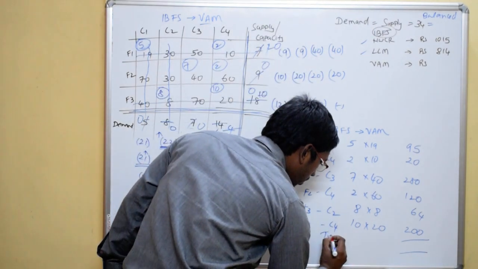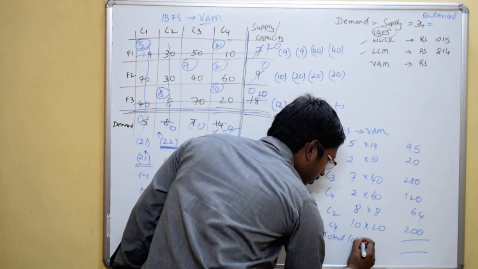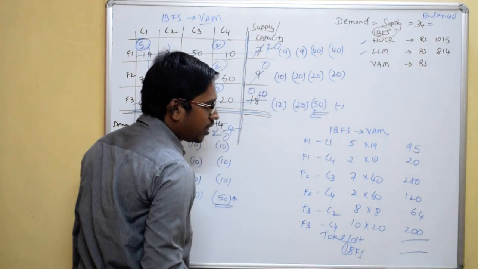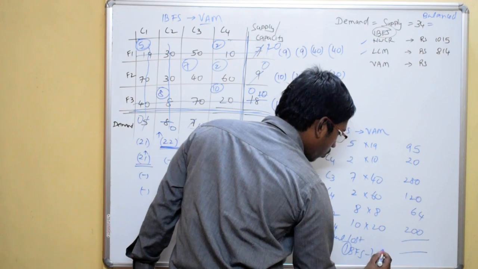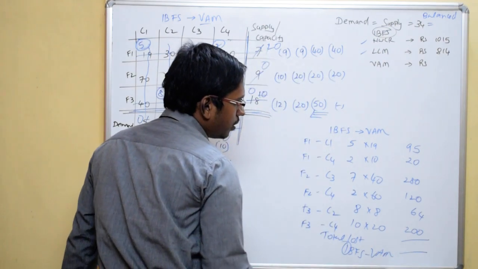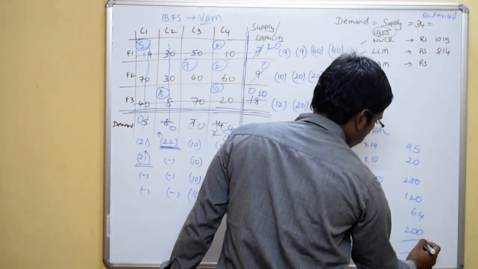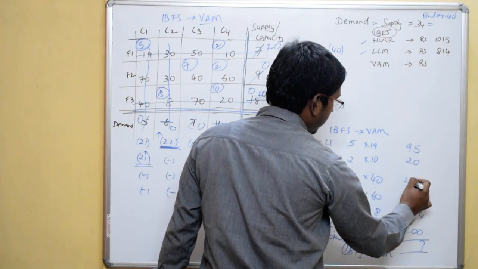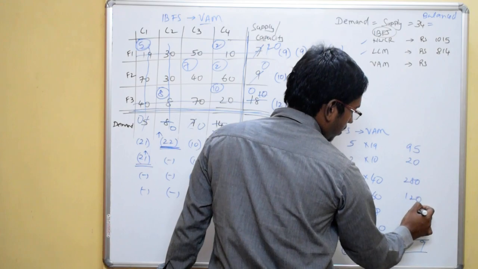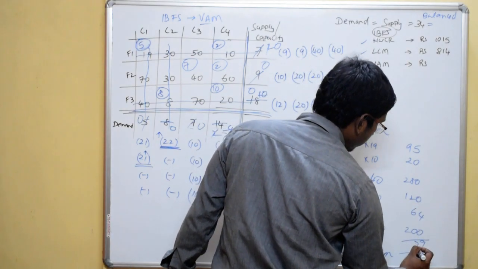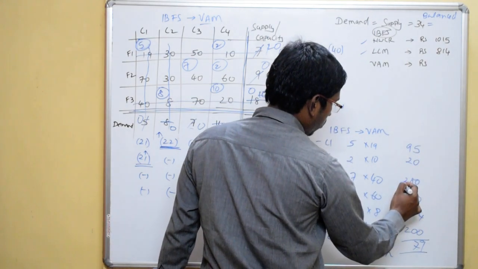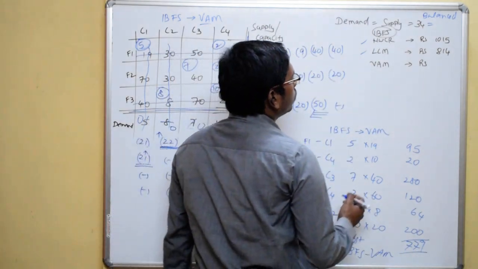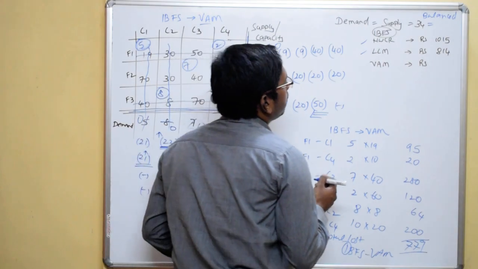This will be my total cost. This is initial basic feasible solution, I stress on the word initial, obtained using Vogel's approximation method. This will be 5 plus 4, 9, 9 plus 2, 11, plus 8, 19, 20, 21, plus 7, 2, 3, 4, 5, 6, 7. The cost is 779. So now, look at the same problem.